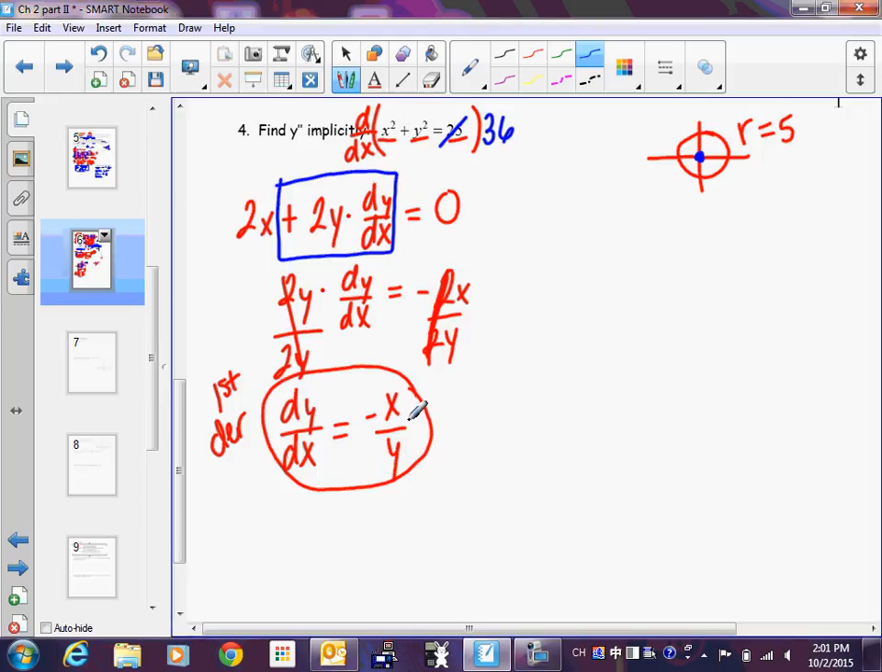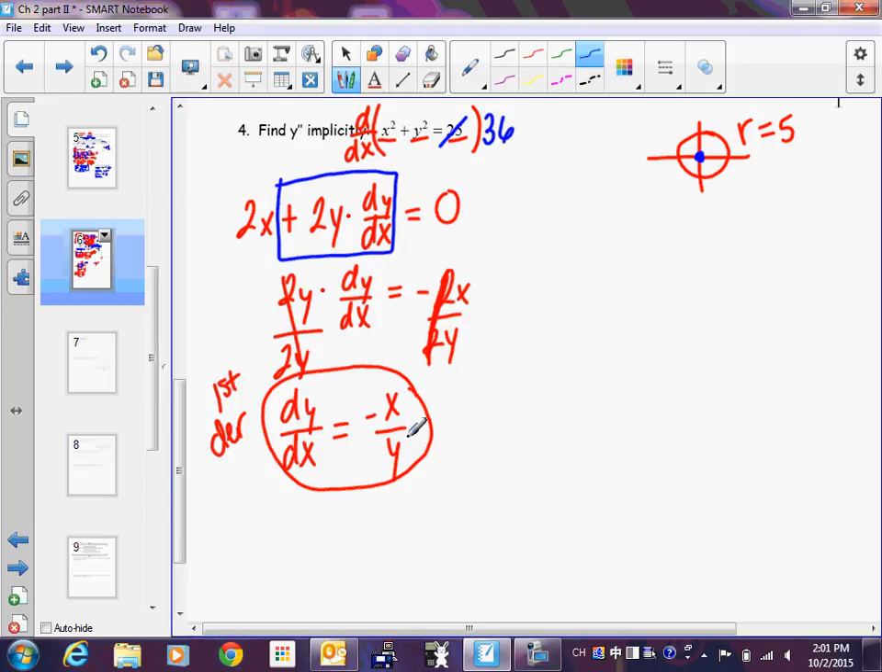So we can say now that all circles that are centered at the origin, which are the only circles we're going to do, will always have a first derivative of negative x over y. That is not something you need to memorize, but it's interesting to note. You're going to see a problem like this on your homework, and you might see one on a test. So if you do remember it, it's a nice way to check your work. I would still want to see your work on this. Okay, so that's half the problem, right?